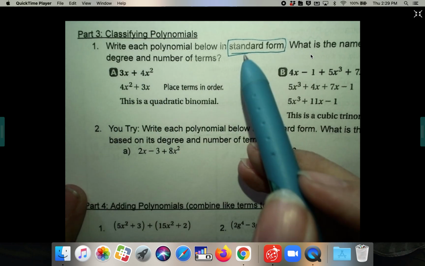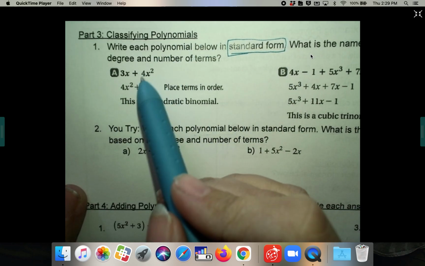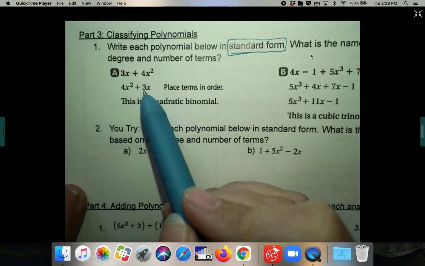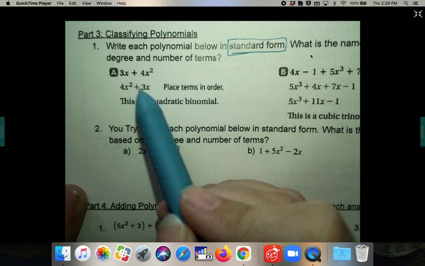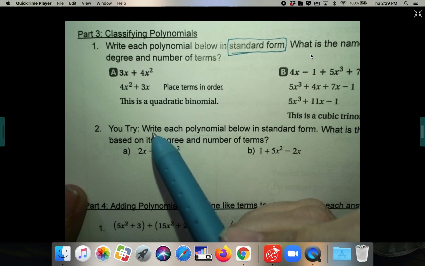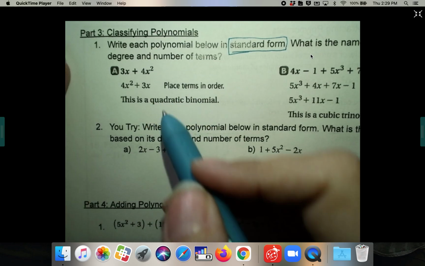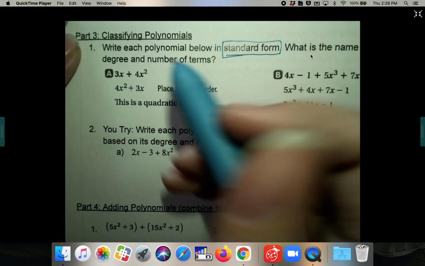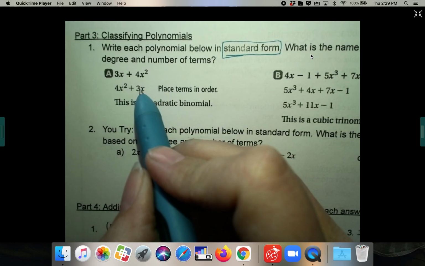So you place it in standard form, which means the biggest exponents come first, followed by the next biggest, and if there were more, they would keep going until you get to just the plain old constant, if you had one, that would be last. So we placed them in order. This one was already done for you. 4x squared came first and then plus 3x.